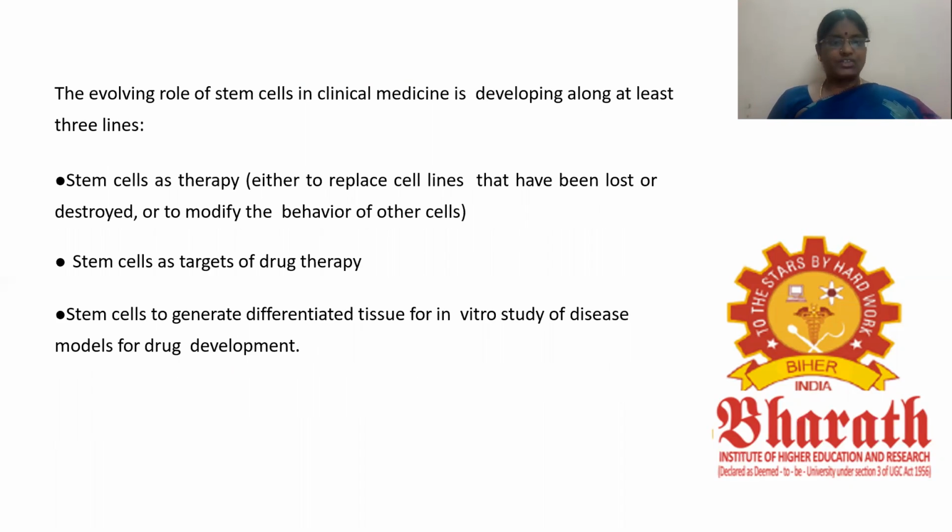The evolving role of stem cells in clinical medicine is developing along at least 3 lines. So there are 3 main properties of stem cells. First one is stem cells as therapy, either to replace cell lines that have been lost or destroyed and also to modify the behavior of other cells. The second major property of stem cells is that they act as drug targets for gene therapy techniques and also in molecular modeling methods. And the third one is stem cells to generate differentiated tissue for in vitro study of disease models for drug development.